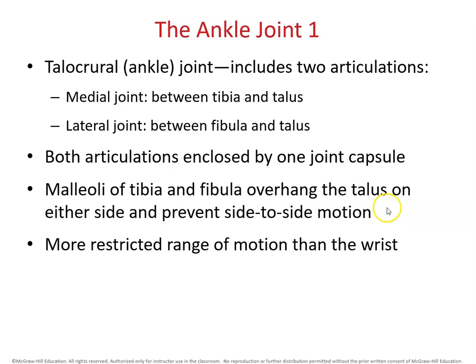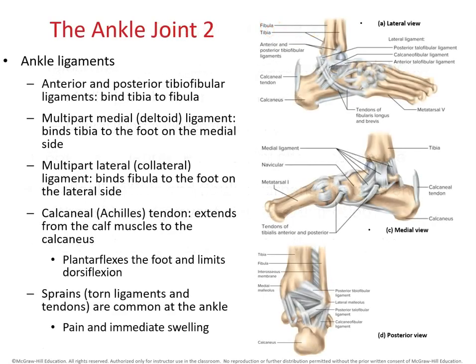Something that's interesting: because of the arrangement of the tibia and fibula overhanging the talus, your ankle can't move side to side. Your ankle has a lot of ability to move, but it can't move in that side-to-side motion. Because of this, the motion available in your ankle is slightly less than in your wrist. We have lots of ligaments that stabilize your ankle.